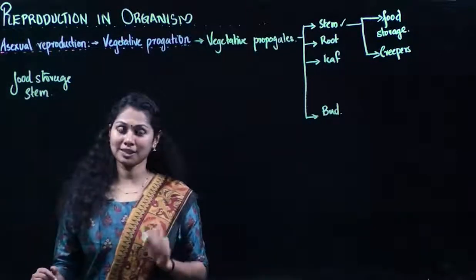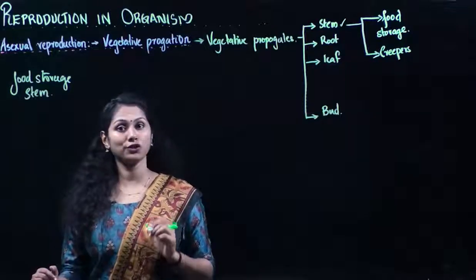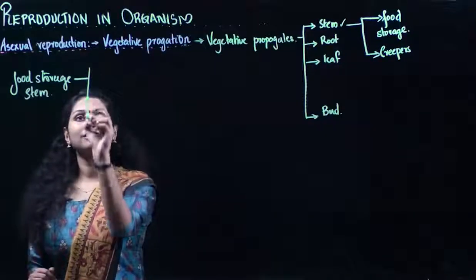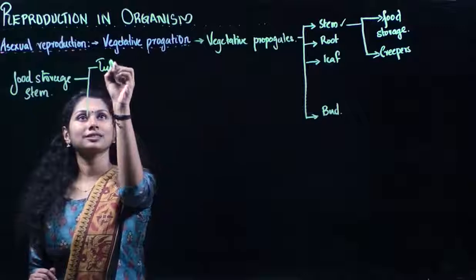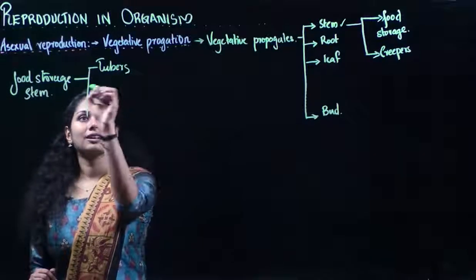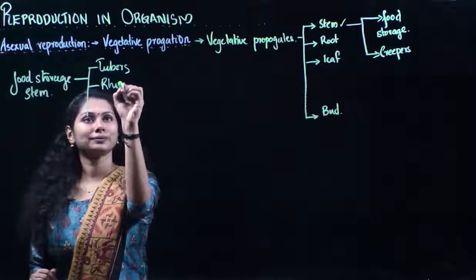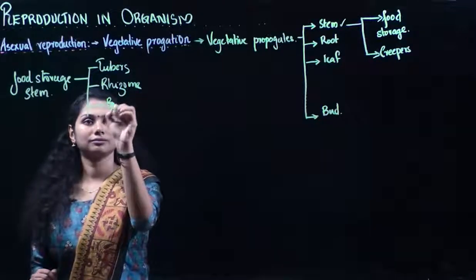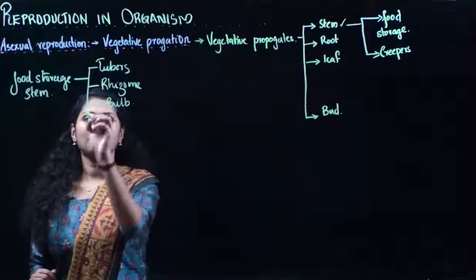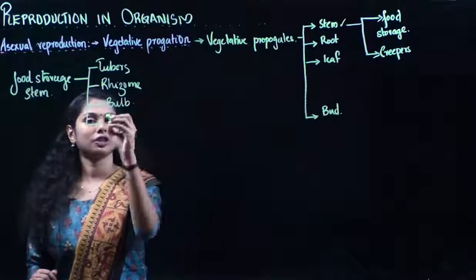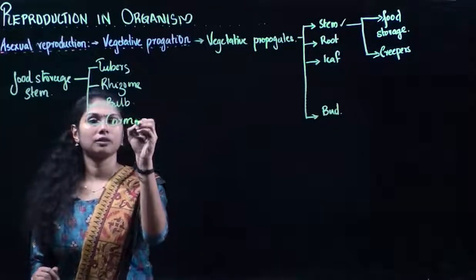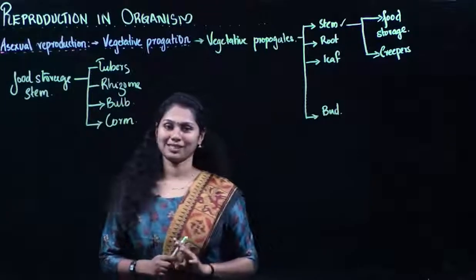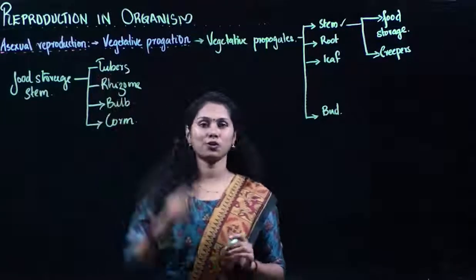So let's see what the food storage stems are. Food storage stems can basically be classified into 4 types: tubers, rhizome, bulb and corm. So what are each of these? Let's check. First one is tuber.